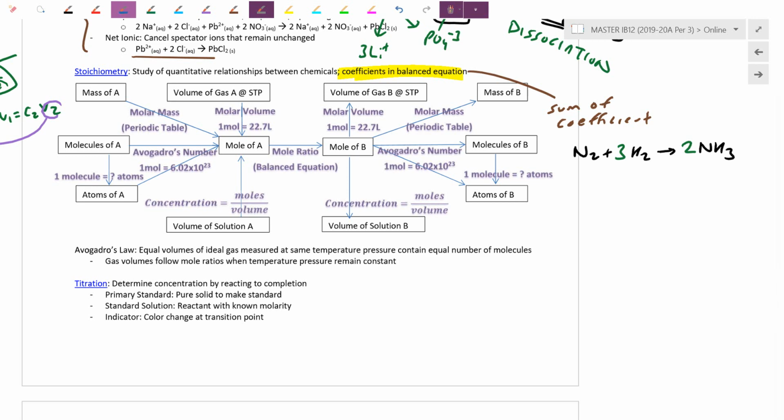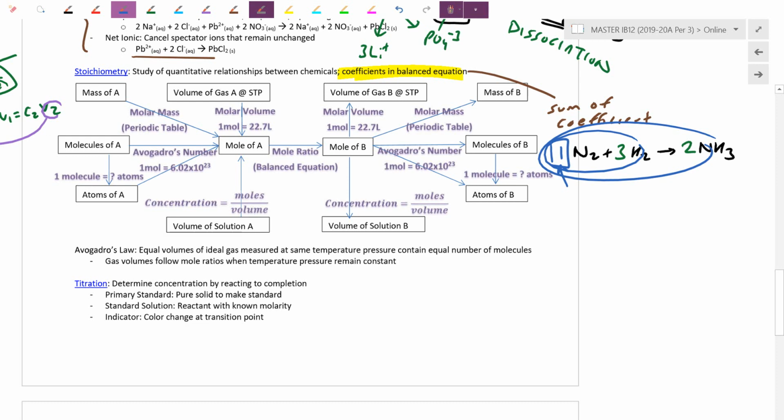If I then ask you the sum of the coefficients, don't tell me 5. Remember, even though there is that 1 that I don't write down, this one here still has a 1. So the sum of the coefficients on the left-hand side is 4. Sum of all the coefficients is 6. You just add them up.